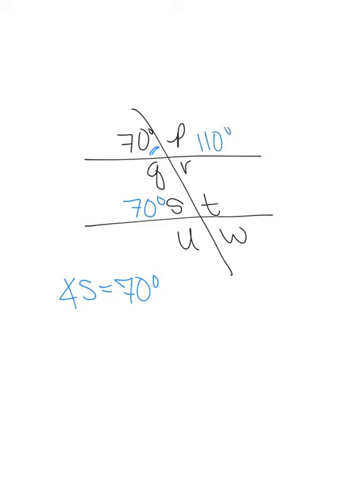Well, vertical angles are congruent. So that means that since angle P is 110 degrees, Q has to also be 110 degrees. Again, we have a straight angle, so there we've got 70 degrees for angle R. Angle T has to be 110 degrees. Angle U has to then be 110 degrees. And because angle S is 70 degrees, then angle W has to be 70 degrees.